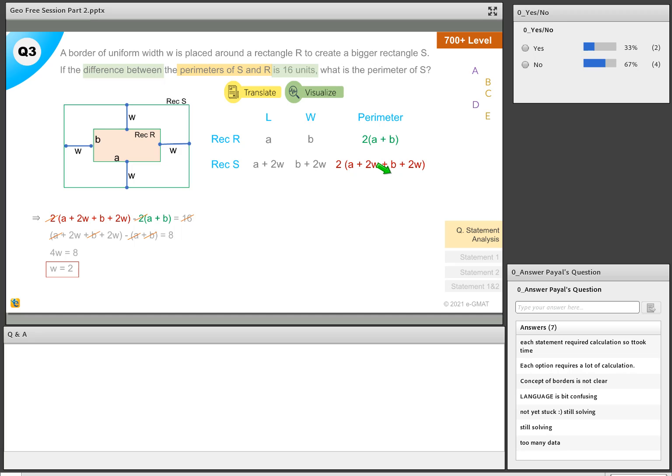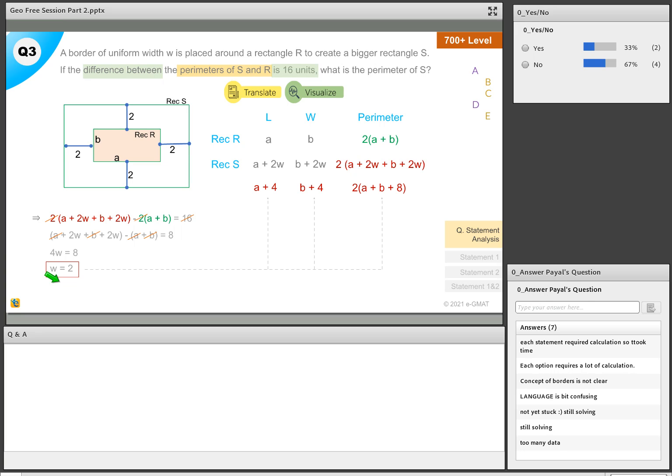But observe that what you get is W is equal to 2. So you have the width. So the question statement is already providing you with the width, and that's how the questions become difficult. That's how test makers create difficult questions. Instead of saying that a border of uniform width of 2 units is placed around rectangle R, now the test maker has given you all this elaborate information with the ultimate goal to see, can you utilize that information to get to W is equal to 2, okay? And you need to be able to do that.